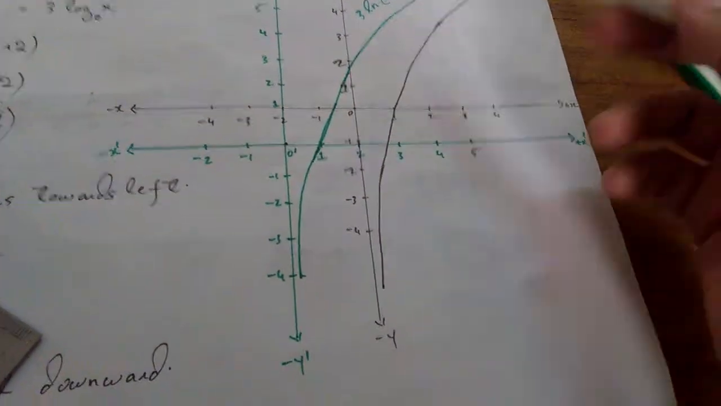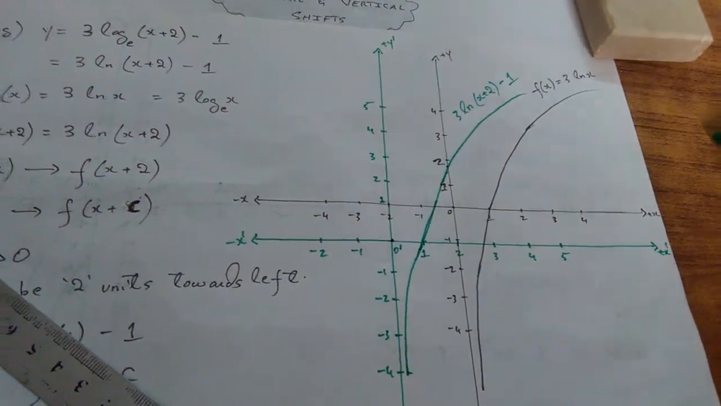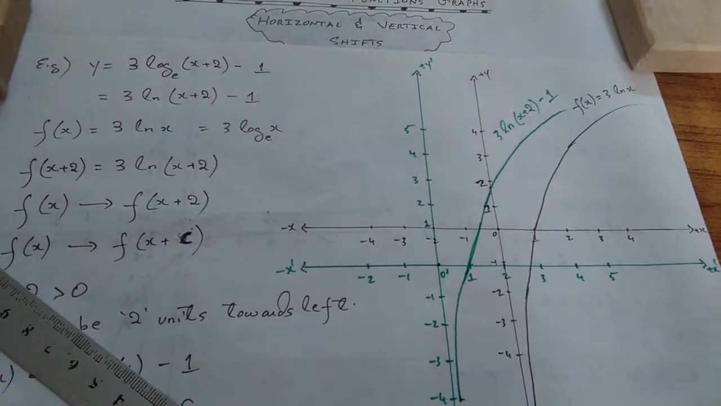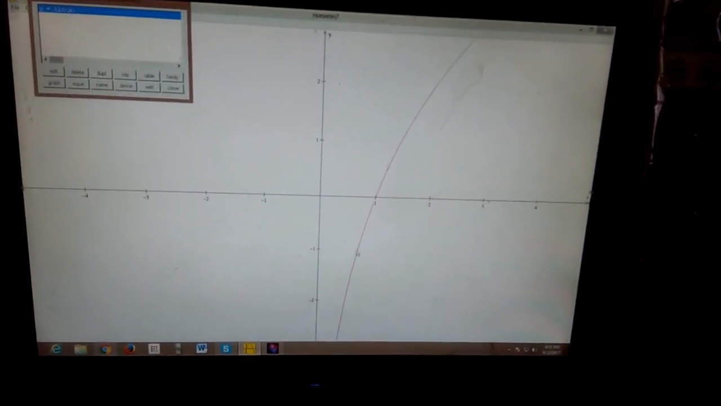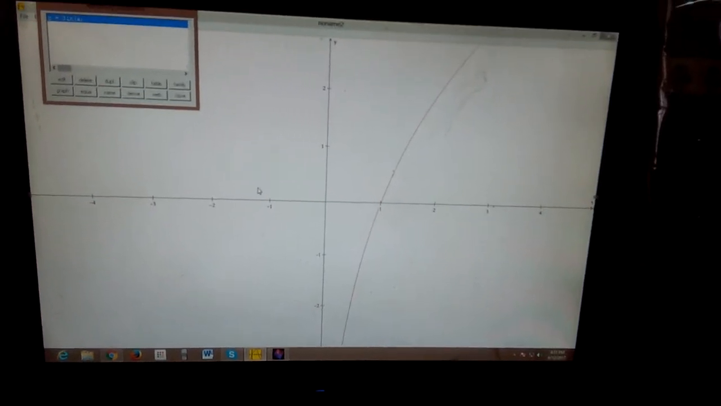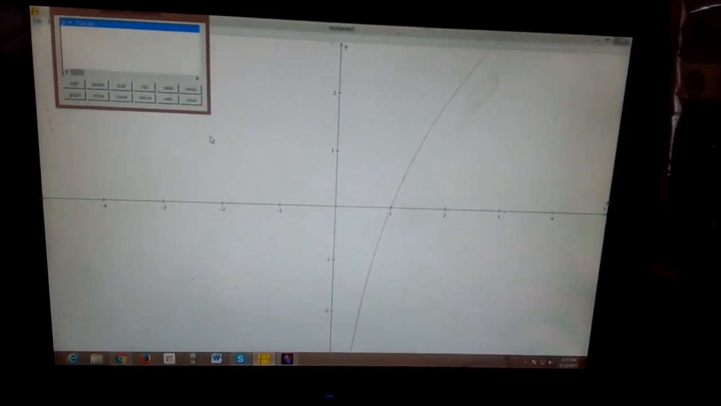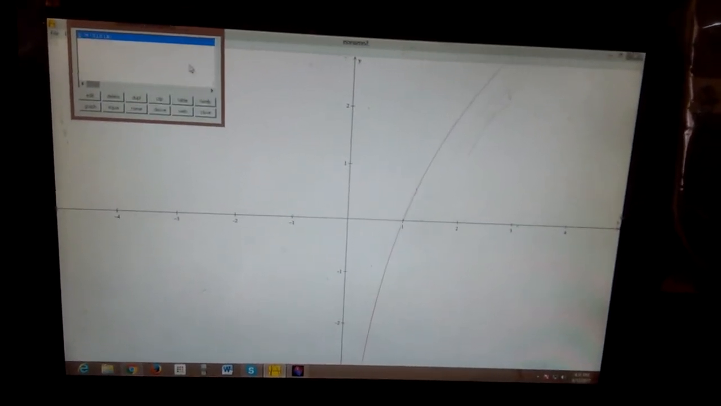Okay, let us authenticate this transformation through the graphic calculator. So let's move over there. This is the graph of my 3 times ln x. You can see just this. And once I draw my graph of 3 times ln x plus 2 minus 1, let's see how it looks. Okay, let me remove this.